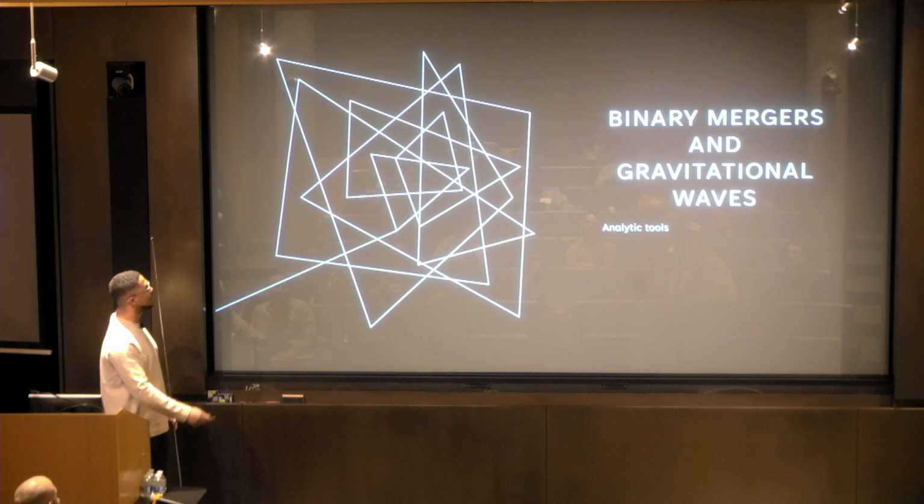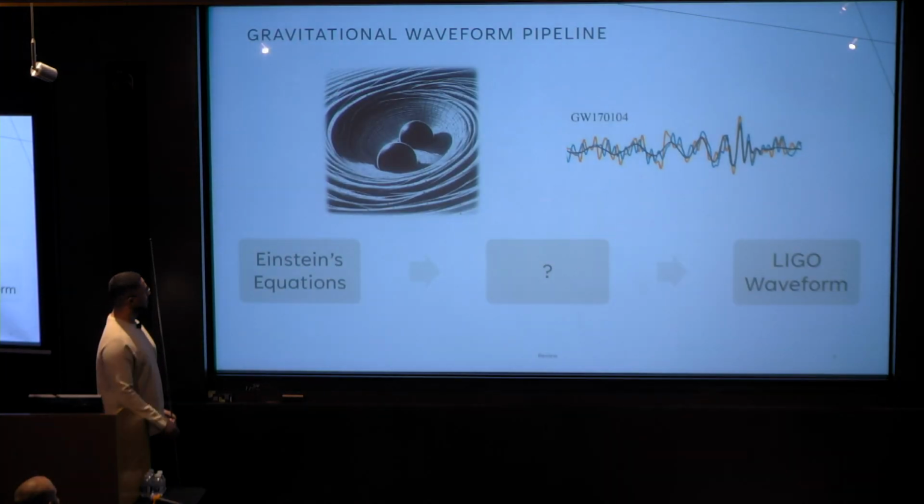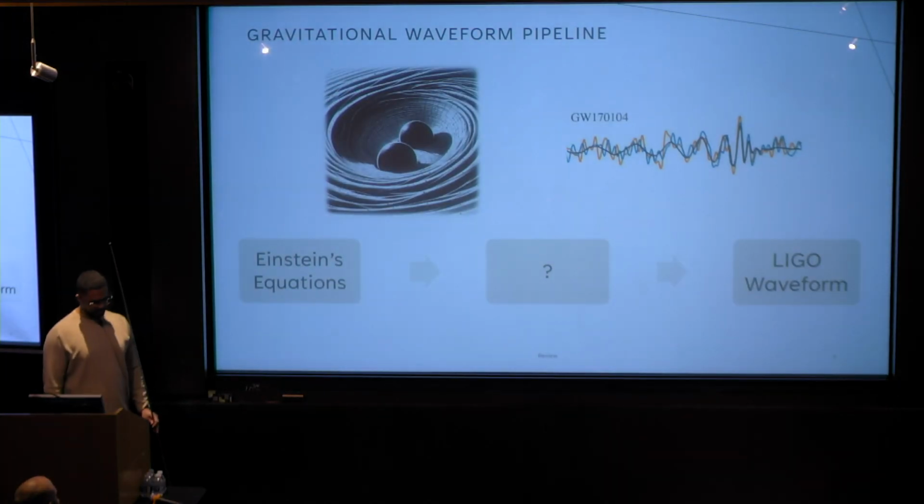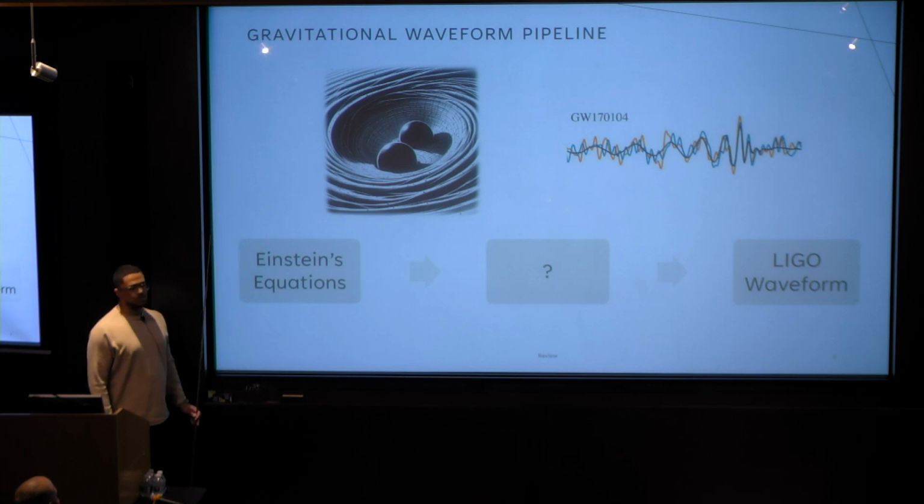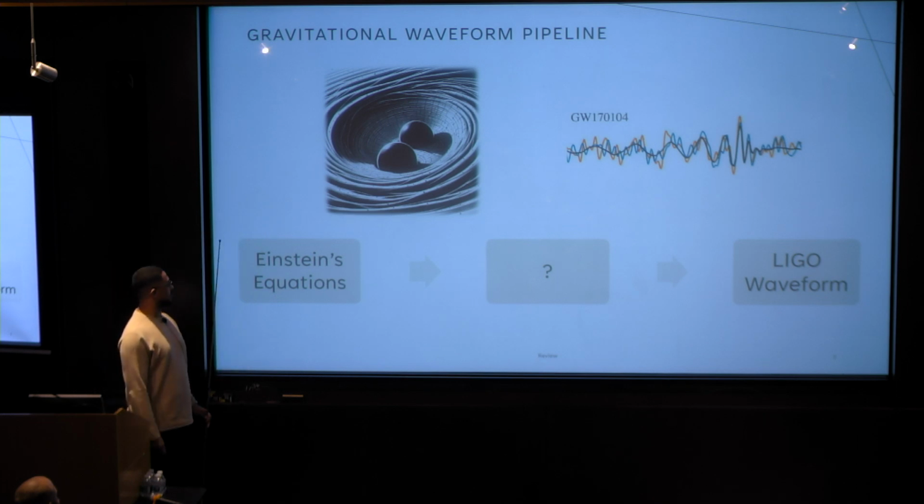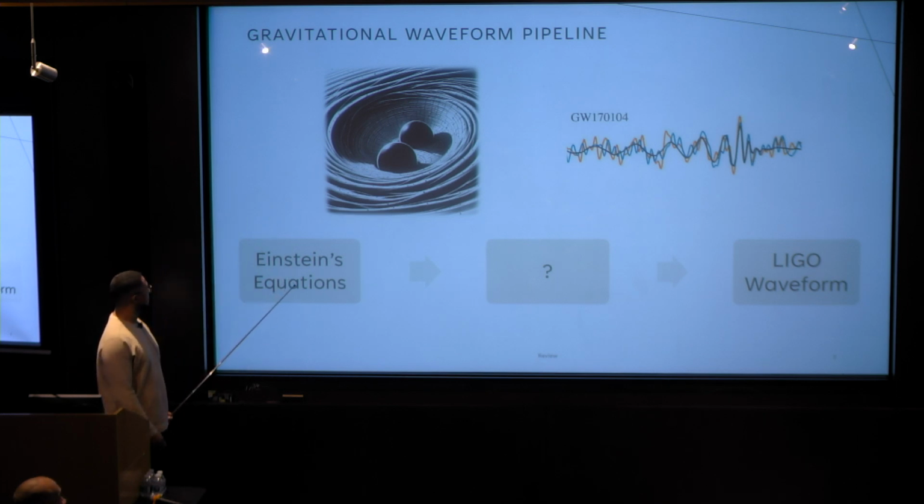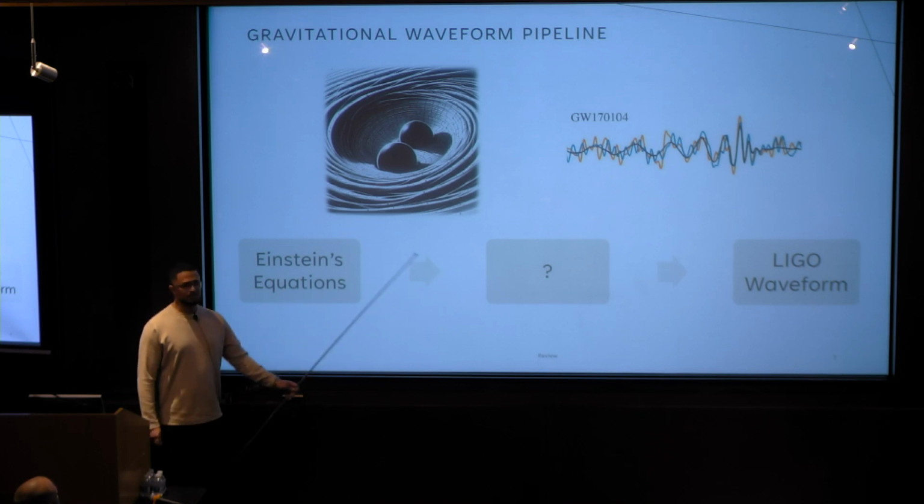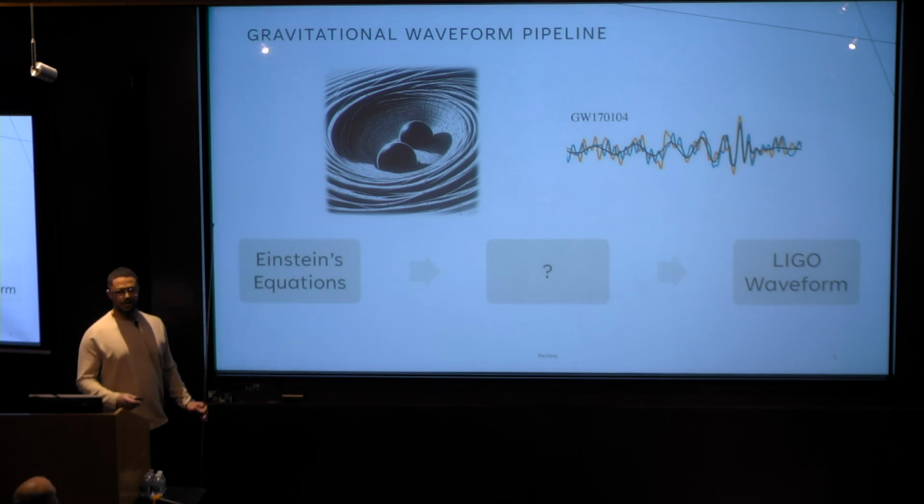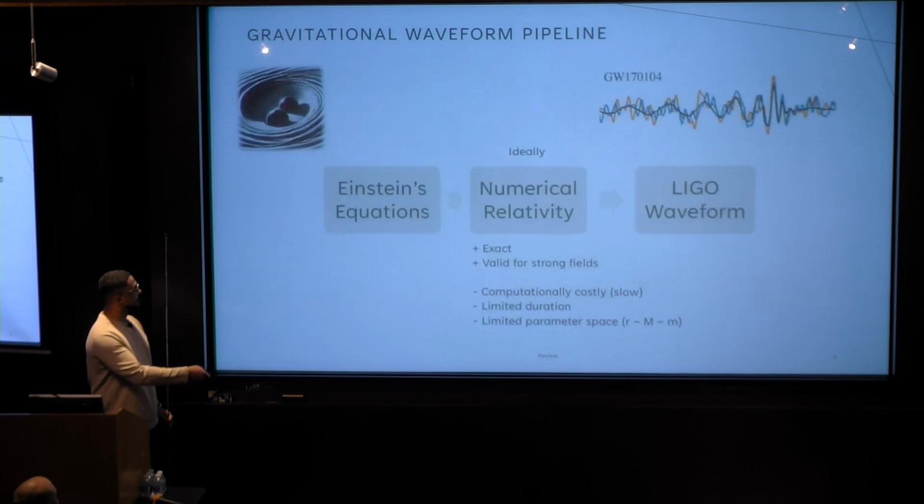But I just wanted to advertise it in case this is the kind of thing you're interested in, and it's on arXiv right now. Great, so as we've heard a lot about, there are black holes, we know they're there, and we know they produce gravitational waves. We have Einstein's equations. We'd like to compute waveforms and compare with what we see. I wish that question mark was easier to fill.